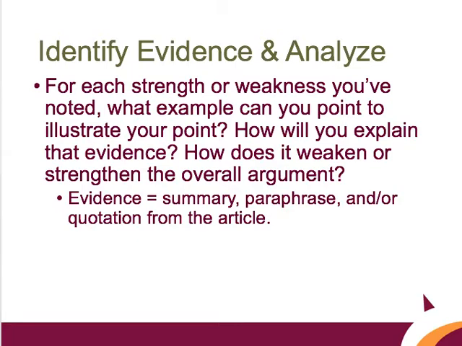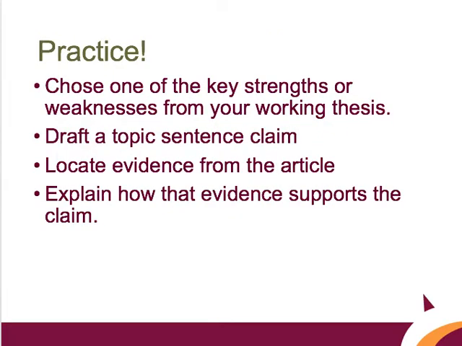Okay, so for each strength or weakness you've noted, what example can you point to to illustrate your point? How are you going to explain that evidence? Again, you can't just say, well, this person's biased. You'll be biased unless you actually give me an example of that and argue about it, right? So I need evidence from the article: a summary, a paraphrase, or a quotation from the article to back up your points. Otherwise, you're in the same boat as they are. Here's a practice.